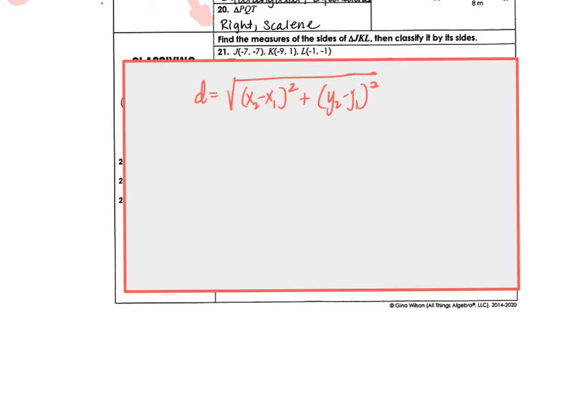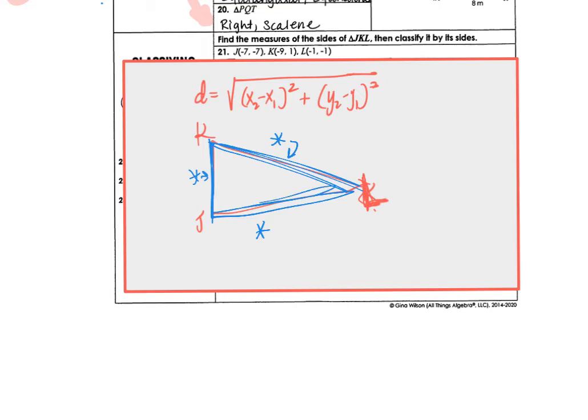What is the distance going to give us? Well, let's say this is what triangle JKL looks like, which unless we graph it on a coordinate grid, we won't know. The distance between points J and K will actually give us the measurement of that side. And the distance between points K and L will give us the measurement of this side, and the distance between J and L will give us the measurement of that side. And then once we know the measurements, then we can determine, is this isosceles, is it scalene, or is it equilateral?